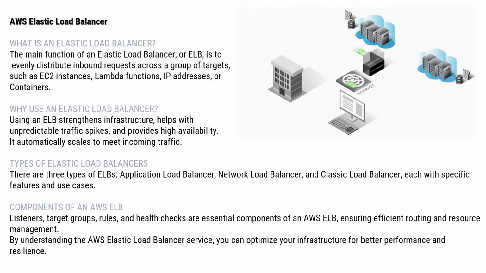There are three types of ELBs: application load balancer, network load balancer, and classic load balancer, each with specific features and use cases. Listeners, target groups, rules, and health checks are essential components of an AWS ELB, ensuring efficient routing and resource management. By understanding the AWS Elastic Load Balancer service, you can optimize your infrastructure for better performance and resilience.